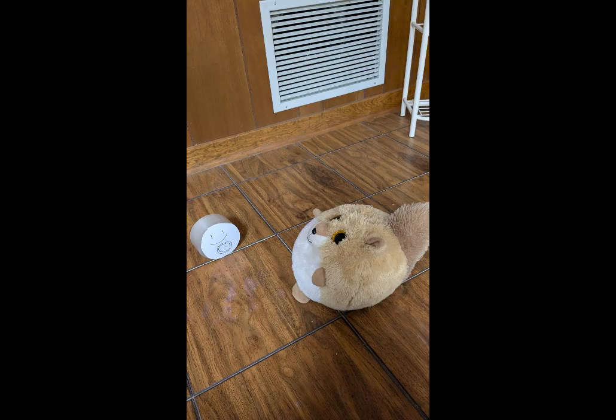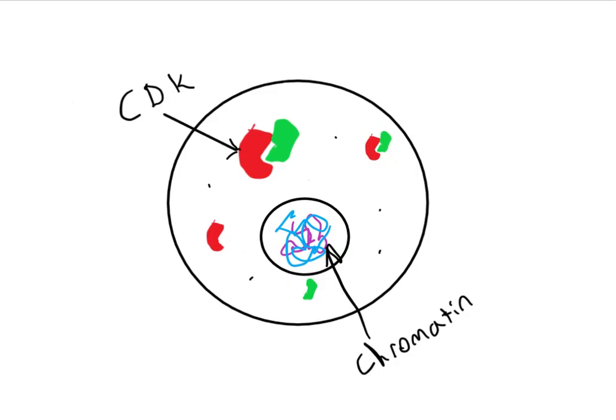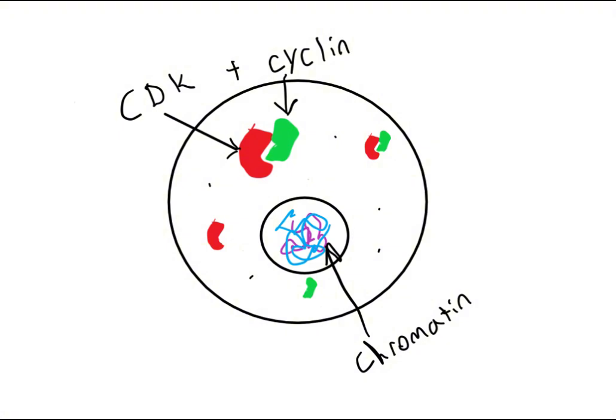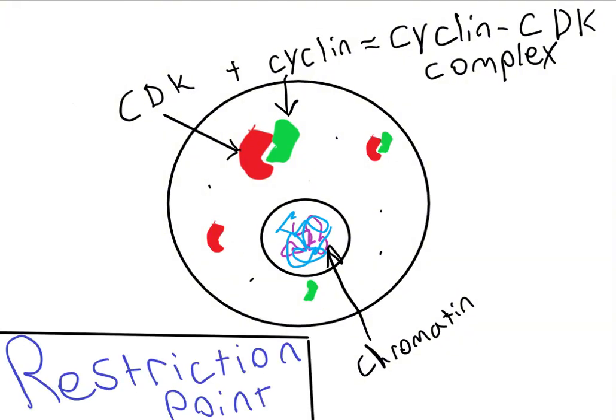Now onto the final part of the Gap 1 phase. The cell initiates a sort of a checkpoint called the restriction point, in which there are 2 main proteins involved in this: CDKs, which is also present in the cell, and the cyclins, whose levels fluctuate throughout the cell cycle. During the G1 phase, specifically, cyclin levels are high, which means that they will form more of something called the cyclin CDK complex, which is the protein driving almost all growth in the G1 phase.